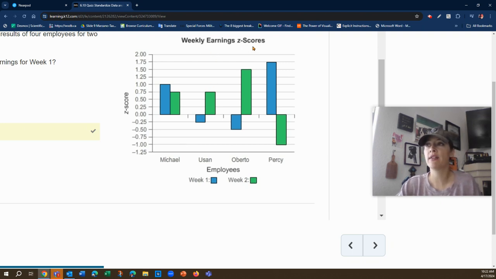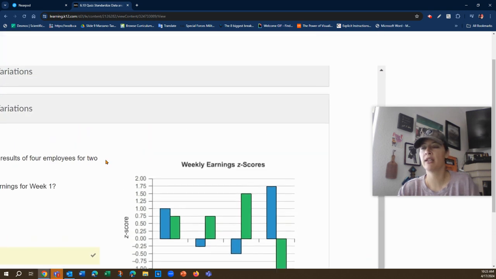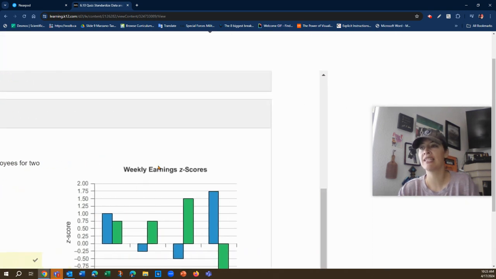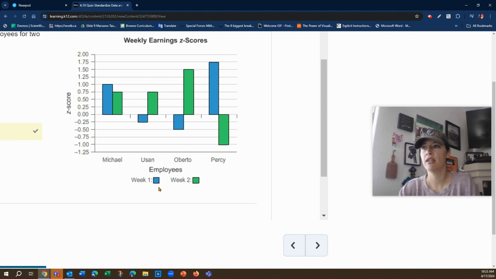So for the weekly earning z-scores, remember, a positive z-score is higher than the mean. It's that many standard deviations higher than the average. So all of these positive ones are working more and getting more money. All of these down here in the negative are either working less or something happened, and they're making less money. So let's see, week 1 and week 2 are color coordinated. The question's asking us which employee had the least earnings for week 1.